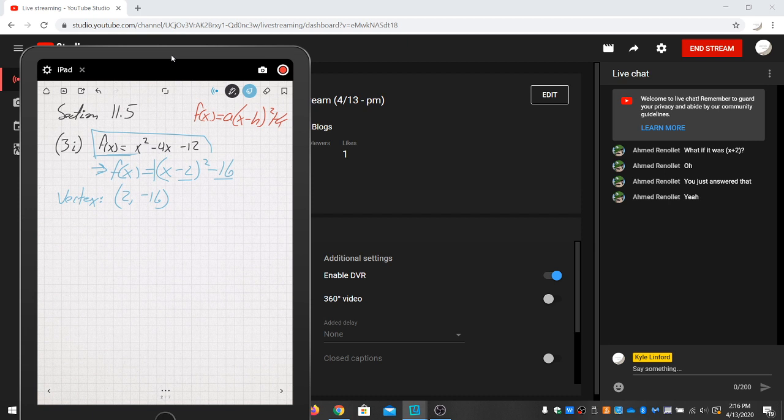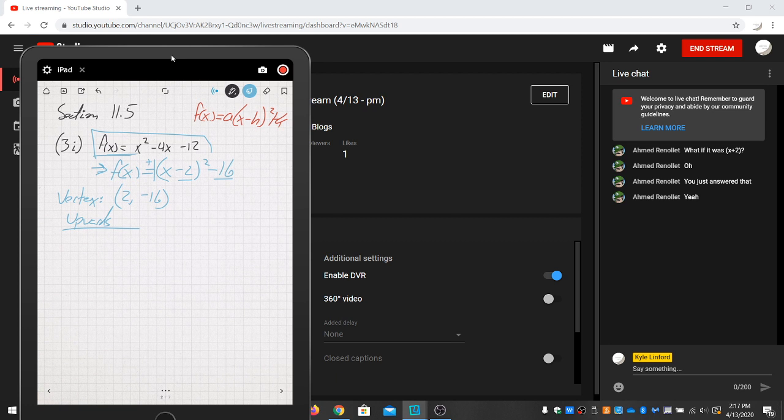Okay? So if I'm thinking about this graph, I'm thinking, okay, it's about the same width or the same thickness as the parent function. I know where its vertex is. By the way, this number in front is a positive, right? You don't see any negative signs out front of the parentheses. That means that this parabola opens upwards.